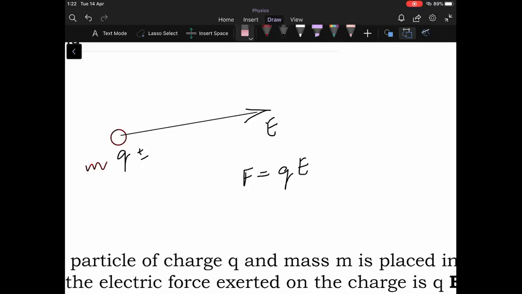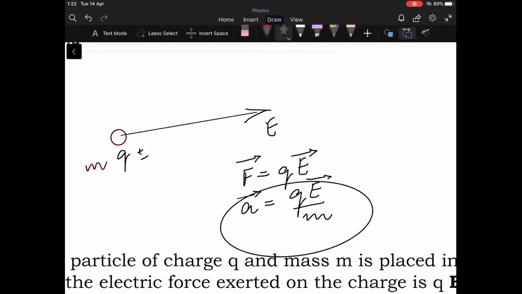Now, if this is the force, then the acceleration of the particle will be given by qE by m. Is this clear? Acceleration of the particle will be qE by m because it is force by mass. In terms of vector, assuming this is the only force acting on the body, with no other force like gravitational force or magnetic force, you can simply write the acceleration to be this value. Is that clear? So this is what has been covered in this theory part.